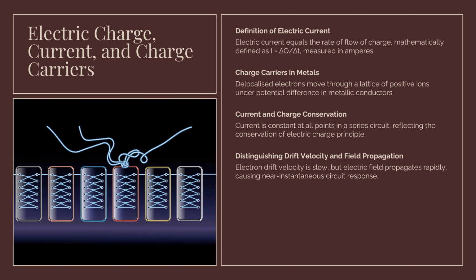potential difference is applied. It is important to distinguish between the slow drift velocity of electrons and the rapid propagation of the electric field through the circuit, which explains why circuits respond almost instantaneously when switched on. Charge itself is a conserved quantity and is measured in coulombs, while current is measured in amperes.